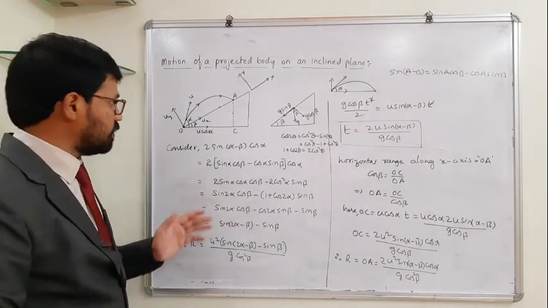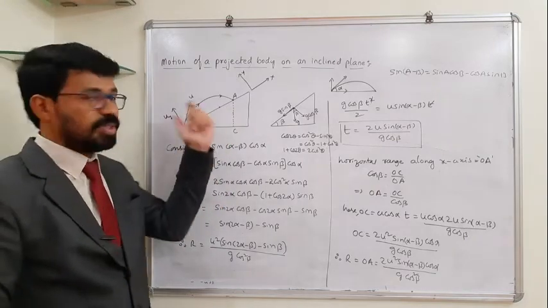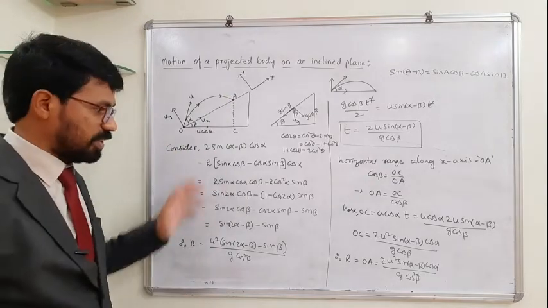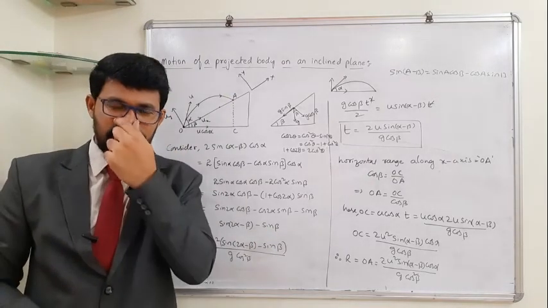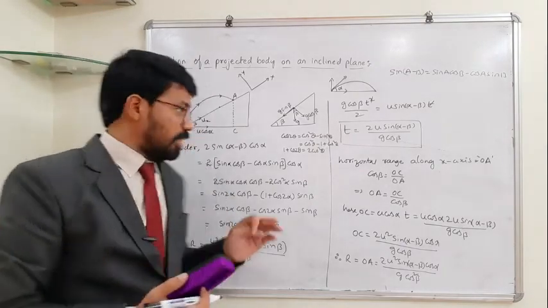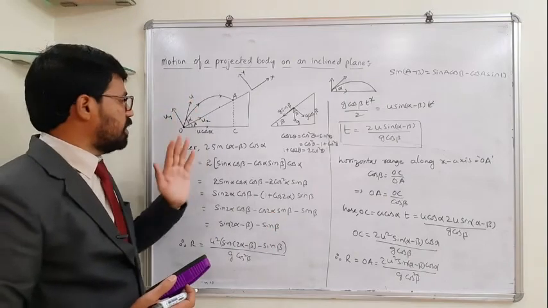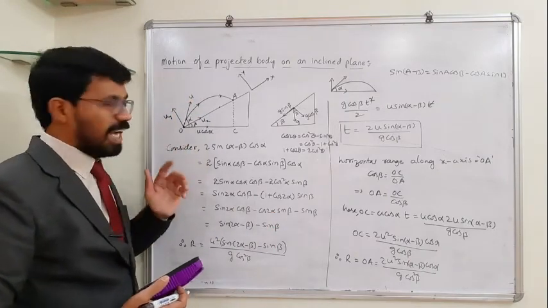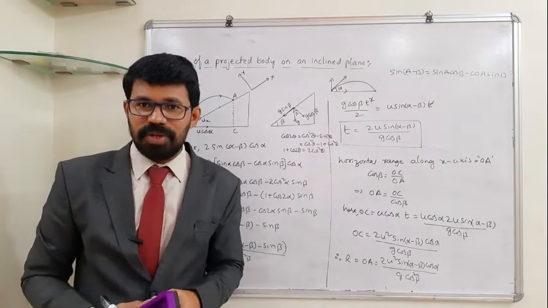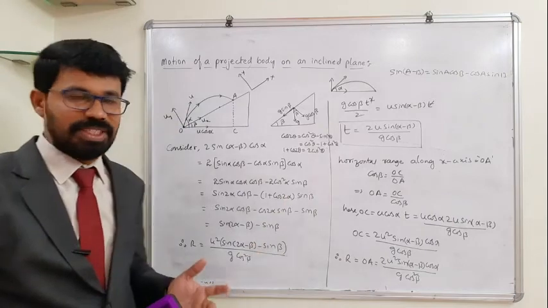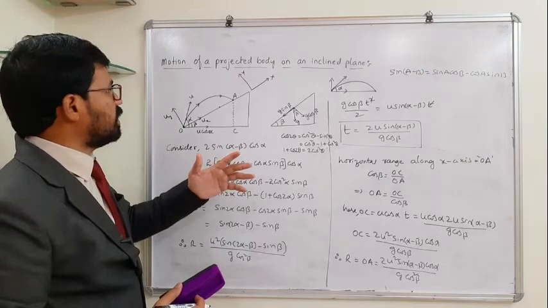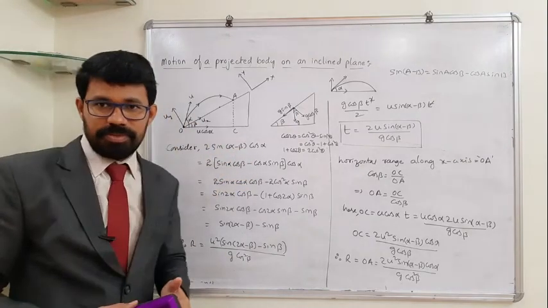So let us see how these equations get modified if you are projecting down the plane from the top of the inclined plane. If you project the body down the plane, how do these equations get modified? We have dealt with time of flight, horizontal range, isn't it? And components of velocities along the plane and perpendicular to the plane, and acceleration experienced by the body along the plane and perpendicular to the plane. These are the details that we have explored. Let us see how these details will change in case of a body projected from the inclined plane downwards.